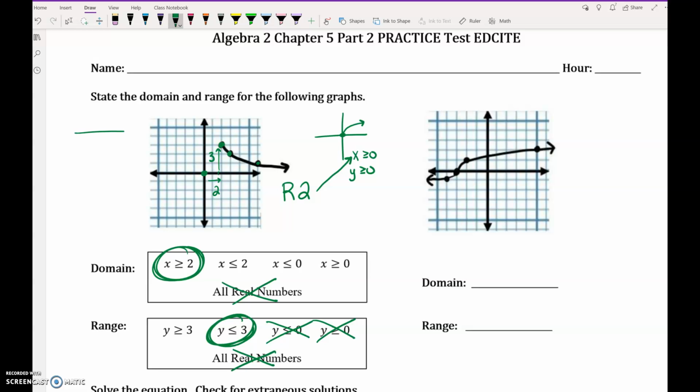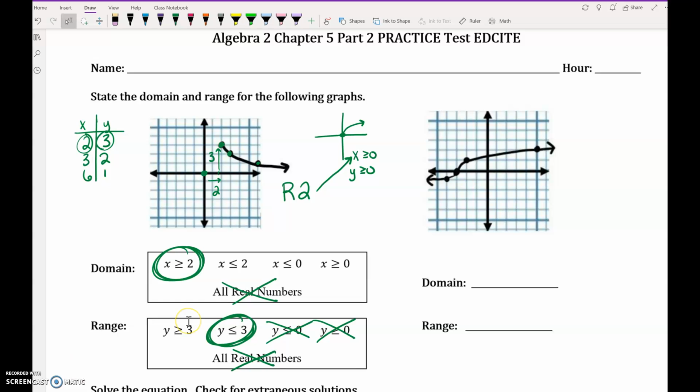If you need to, make yourself a table of points so you can actually look at what the points are doing. This first one is the point 2, 3. The next one is the point 3, 2. And the next one is 6, 1. So you can see that the x values are 2 or larger, and the y values are 3 or smaller. You can see what those x and y values are doing.